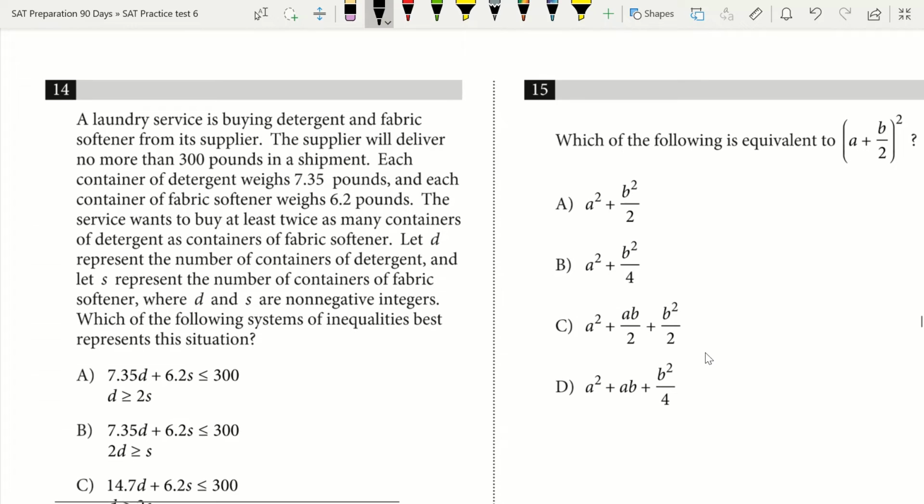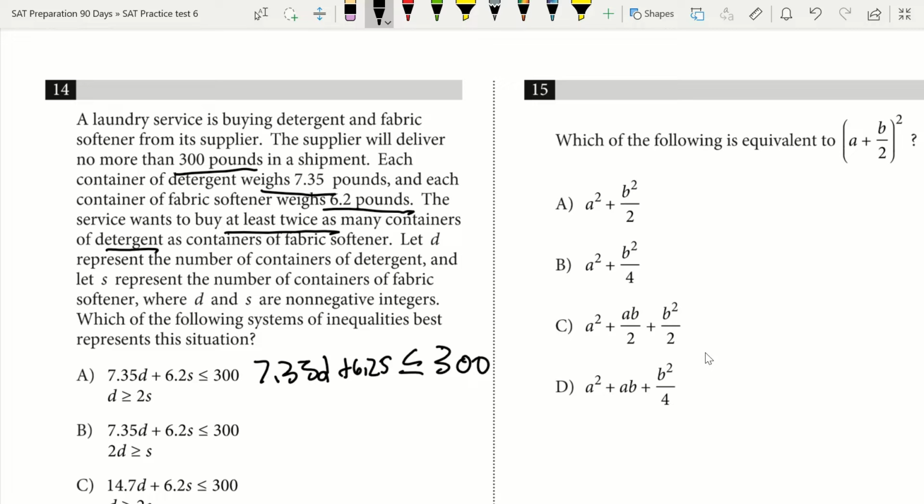We've got a laundry service buying detergent and fabric softener from its supplier. The supplier will deliver no more than 300 pounds in a shipment, which means 300 pounds has to be more than however many pounds my shipment is. The detergent weighs 7.35, so 7.35D for detergent, and each container of fabric softener weighs 6.2S, so plus 6.2S gives me my total weight. The service wants to buy at least twice as many containers of detergent, so the number of detergent wants to be at least greater than 2 times the number of fabric softener, so 2S. Let D represent detergent, S represent fabric softener, D and S are non-negative. Which of the following best represents the situation?